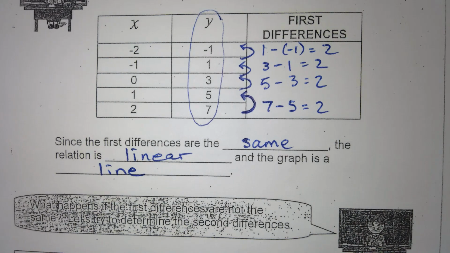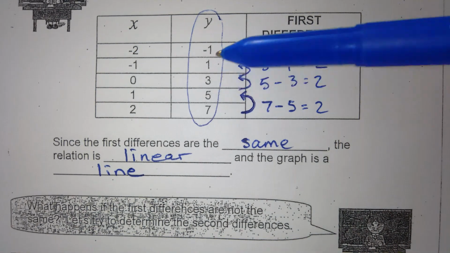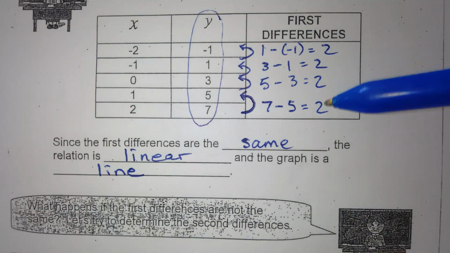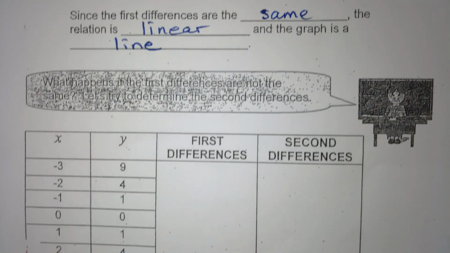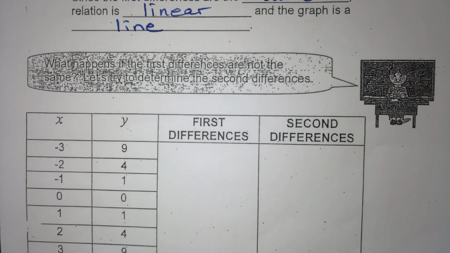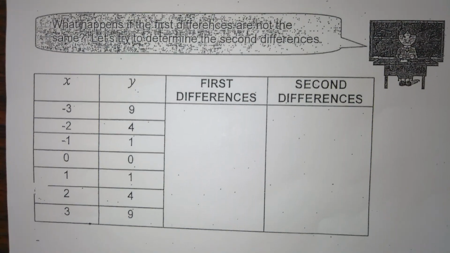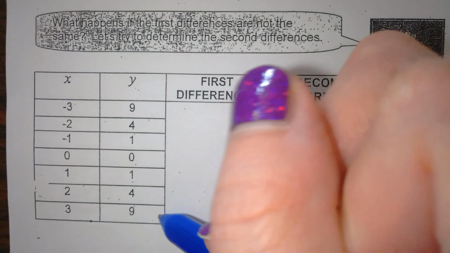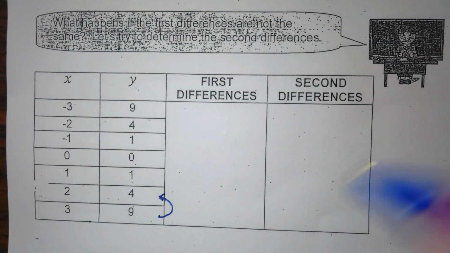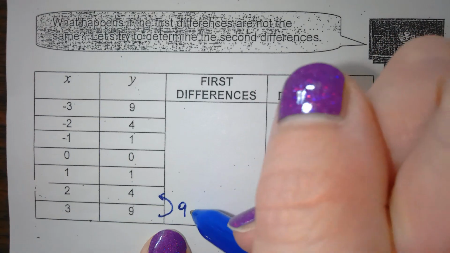Okay. So what if we do this and it's not all the same? Then we can subtract. We can keep doing the same thing until we find all the numbers. Well, we don't keep going forever, but just doing it twice is good.